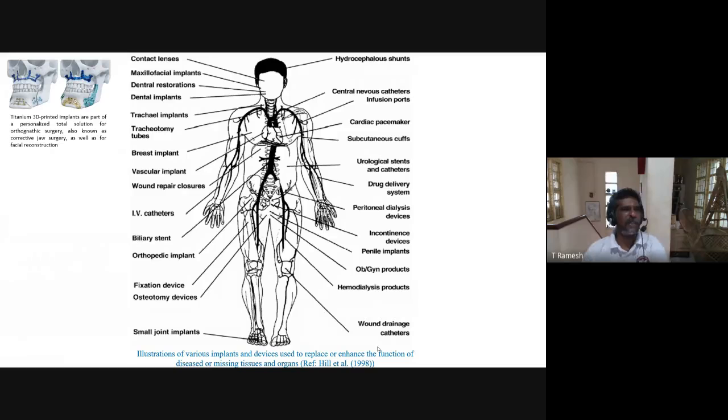So this is one such example. This is a titanium 3D printed implant that is part of a personalized total solution for orthodontic surgery, also known as corrective jaw surgery, as well as for facial reconstruction. See here, see how many implants they used. Orthopedic bones are fractured when a person meets with an accident. So this has been completely corrected by means of introducing a number of implants.